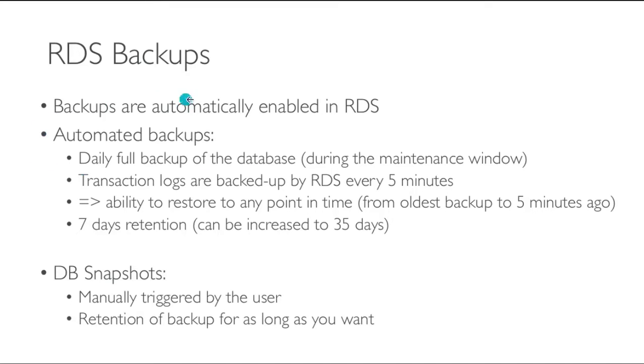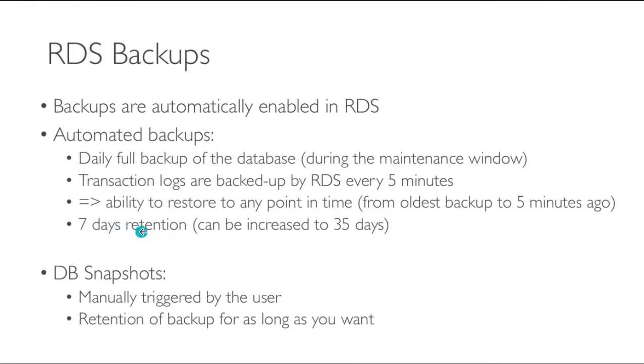And backups are automatically enabled in RDS, and automated backups means a daily full backup of your database during the maintenance window. Transaction logs are backed up by RDS every 5 minutes, and you have the ability to restore to any point in time from the oldest backup to 5 minutes ago. So when you have the backup, you can regain your database at any point in time. Like if you want the database as it was last Wednesday at 5 o'clock, you can also do that.